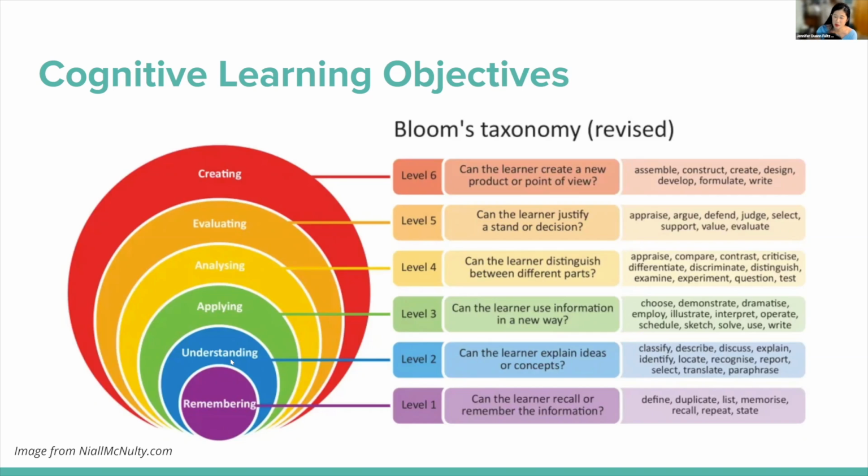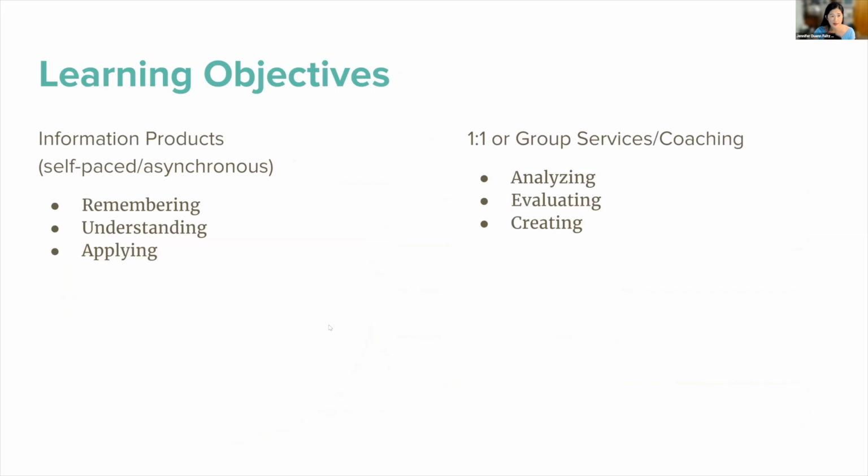If they can't even remember what the name of the concept is, they're not going to be able to explain it. Then on top of that is application. Can they use that information in a new way? Analyzing, can they look at the different parts and compare and contrast? Evaluating, can they make a decision based on evidence that you showed them? And then creating, can they create a new product or point of view? And the higher the learning objective is, the more of these smaller learning objectives you're going to want to build into the course itself, kind of along the way.